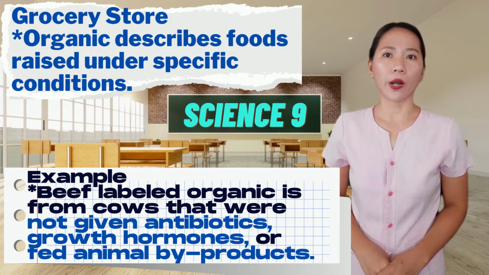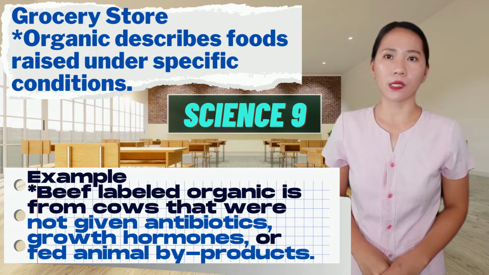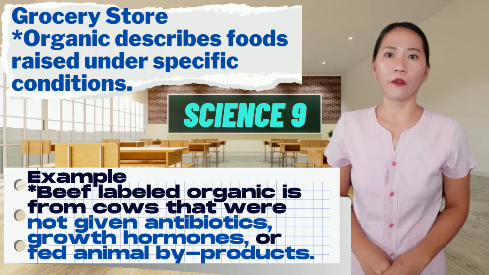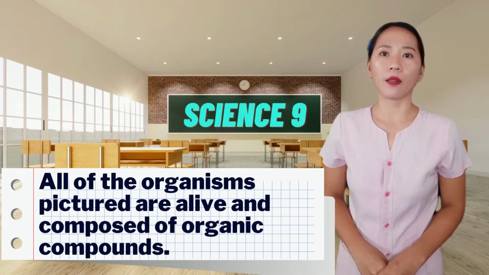At the grocery store, the term organic describes foods raised under specific conditions. For example, beef labeled organic is from cows that were not given antibiotics, growth hormones, or fed animal byproducts. All of the organisms pictured are alive and composed of organic compounds.